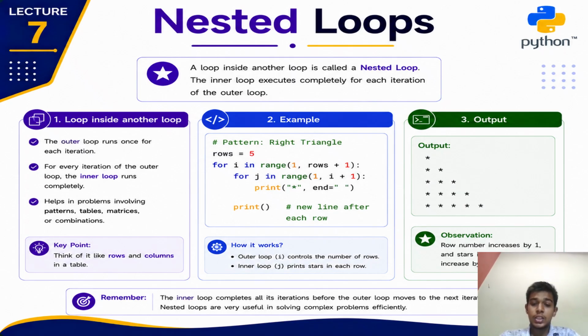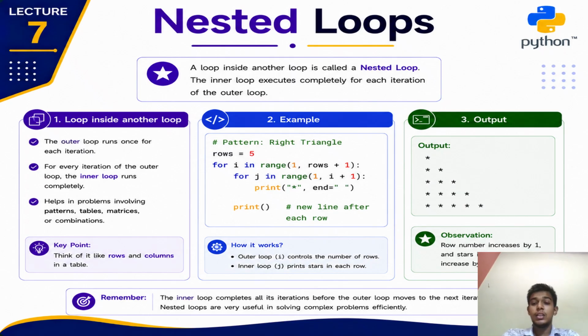Let's understand this step by step. Suppose the outer loop runs 5 times. For each of those 5 iterations, the inner loop also executes completely. This means the inner loop starts from the beginning every time the outer loop moves to its next iteration. Nested loops are commonly used for programs involving printing patterns, multiplication tables, matrices, rows and columns. You can think of it like a table. The outer loop controls the rows and the inner loop controls the columns.